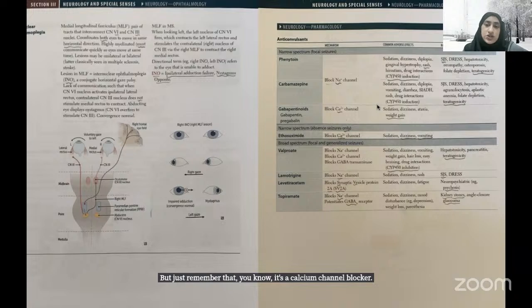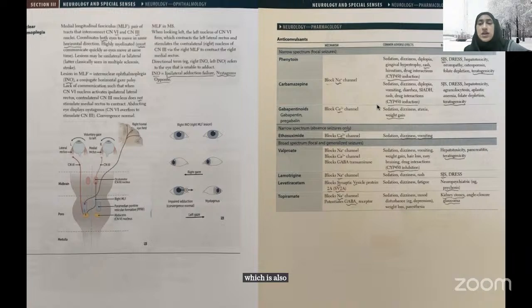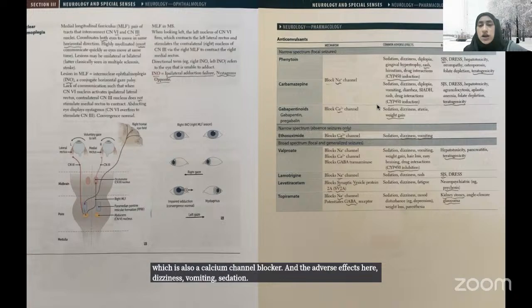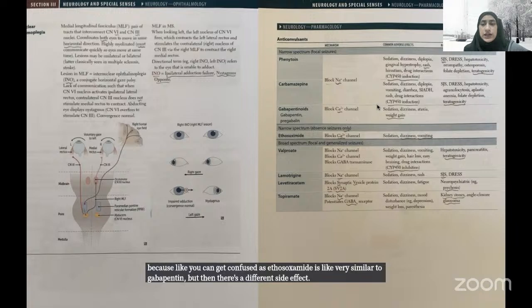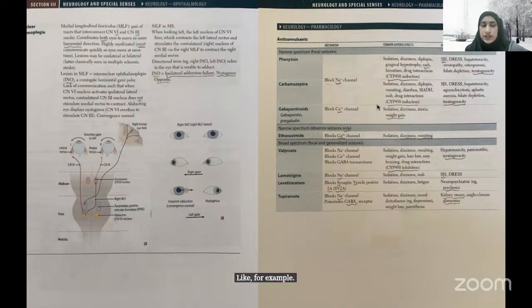Now, for absent seizures, this always comes up. There's only one drug. It's simple, easy to memorize: ethosuximide, which is also a calcium channel blocker. The adverse effects here are dizziness, vomiting, sedation. Some people try to make mnemonics. I wouldn't really advise making mnemonics because you can get confused, as ethosuximide is very similar to gabapentin, but has a different side effect. For example, only one causes weight gain, so this can be a little confusing for students.